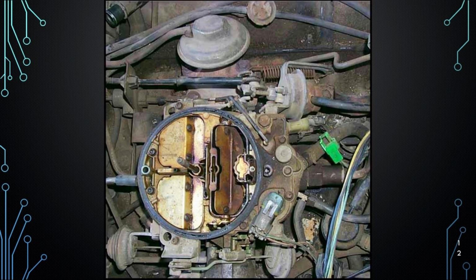You had mentioned before about choke pull-offs. So look at the image and give me a description here of whether there are any choke pull-offs on this carburetor, and then where they would be located.